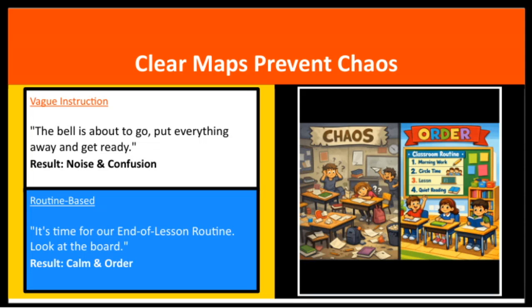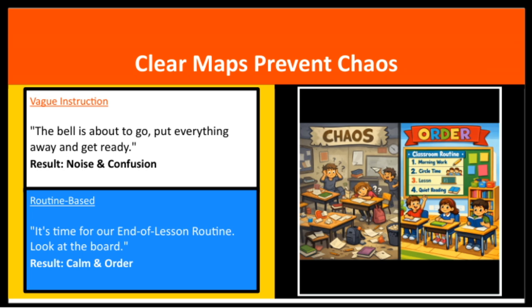It's time for our end-of-lesson routine, so let's take a moment and look at the board. This is a crucial part of our classroom management because it helps us transition smoothly from learning to wrapping up. When we follow a routine like this, it promotes calm and order, making sure everyone knows what to do next. Now, you might notice that routines like these are routine-based, meaning they become habits that help everything run smoothly. If we rush or skip this step, it can lead to noise and confusion, especially when the bell is about to ring and students are trying to put things away quickly.